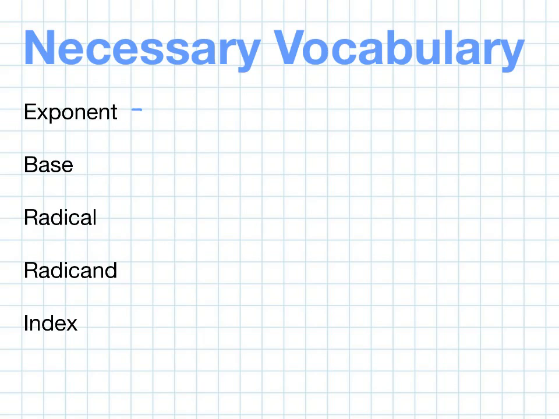So for example, if I have 3 to the second power, the 2 is the exponent. You've studied that for a while. The base is the number that carries the exponent. So again, if I use 3 to the second power, this time the 3 is the base number. Or if I use x to the 4th power, then x would be the base.